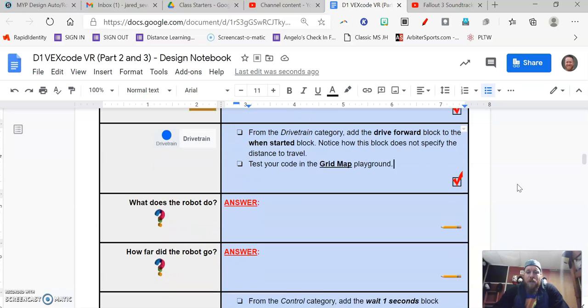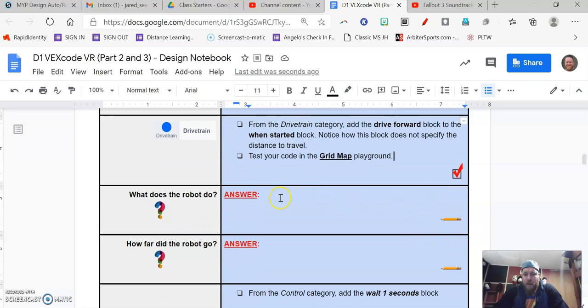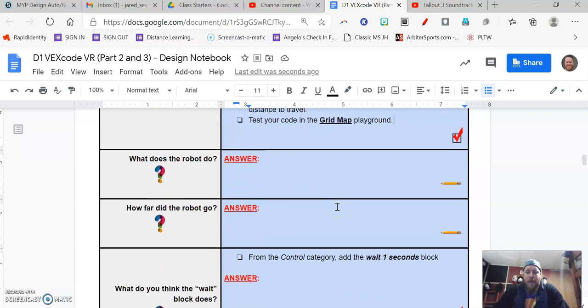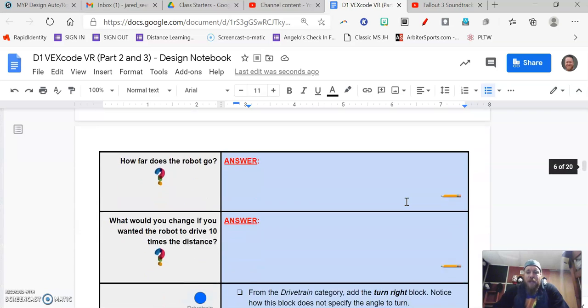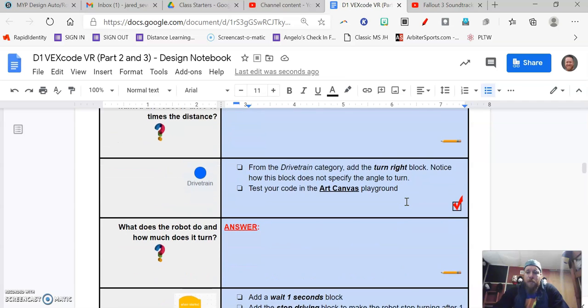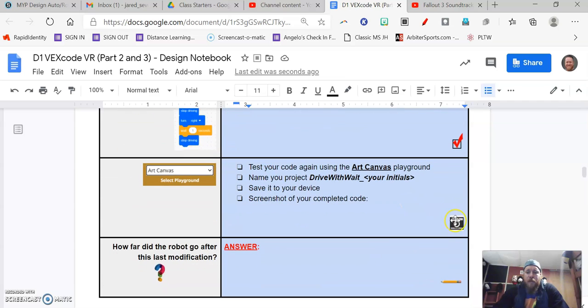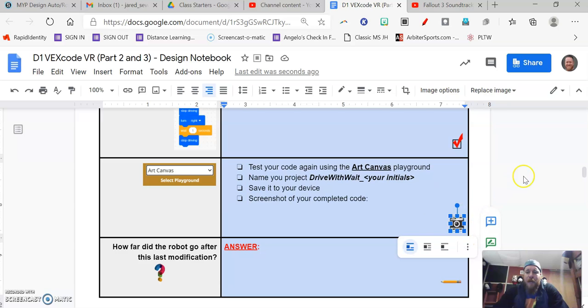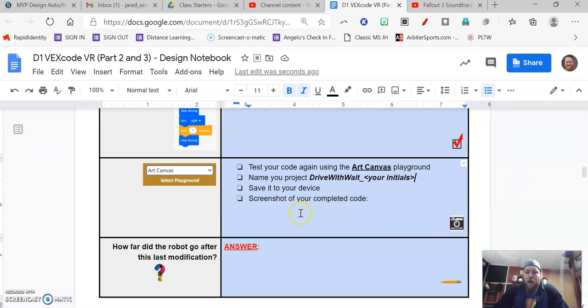So what does the robot do? How far did the robot go? Those are 2 questions that you need to make sure you have answers to in these boxes. Okay, so we see a lot of pencils from day 2 in terms of answering questions. You should also double check for the screenshots. Whenever you see the little camera icon down here in the lower right-hand corner, that means that you need to have a screenshot of the code that you created for that as well. So double check those to make sure that you have those screenshots. If not, go back and find those in your VR program.